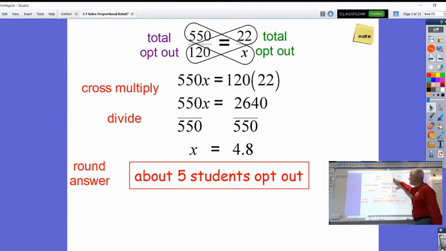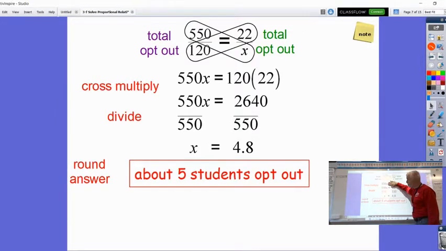So 550 times x, which I'm always just going to write like this, 550x with nothing in between them. The number always comes first when you're multiplying by a variable. And then the other side of the equation is 120 times 22. Use your calculator for all these. That's 2640, 120 times 22. And then divide that by 550 to get your answer, and it comes out to 4.8.